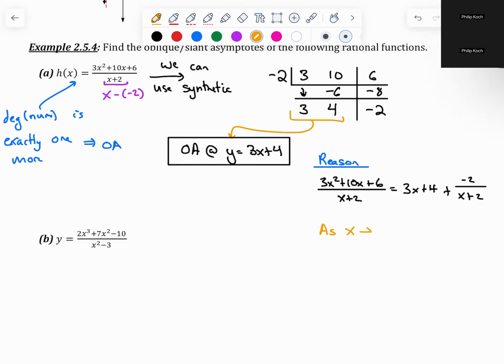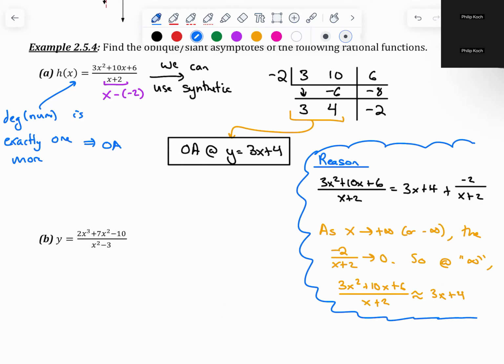As x goes to positive infinity or negative infinity, the negative 2 over x plus 2 goes to 0. So, at infinity, 3x squared plus 10x plus 6 over x plus 2 is approximately 3x plus 4. So now that you've written that down, let's talk about what's going on.